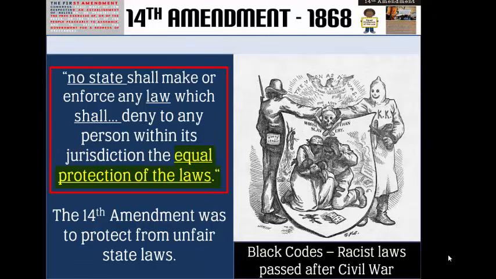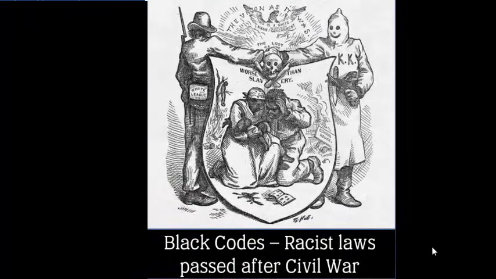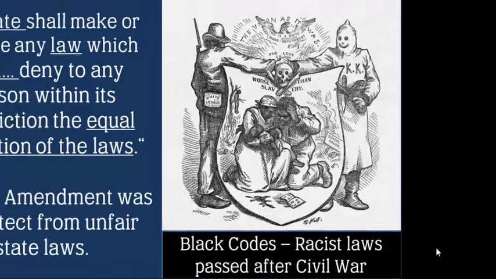Another very important aspect of the 14th Amendment is that no state shall make laws that deny, quote, equal protection of the laws. In other words, the 14th Amendment was to protect from any unfair state or national law that didn't treat people as equals. The 14th Amendment was passed right at the end of the Civil War and the demise of slavery. And this section was especially focused on southern states who passed laws known as the Black Codes, which were meant to deny the newly freed slaves rights that other citizens enjoyed.